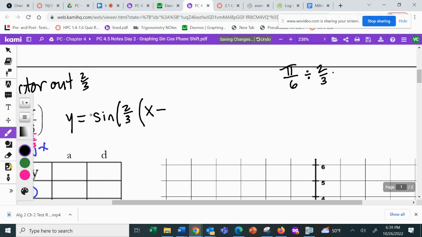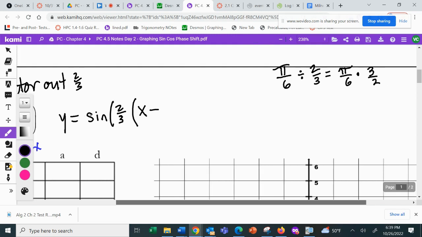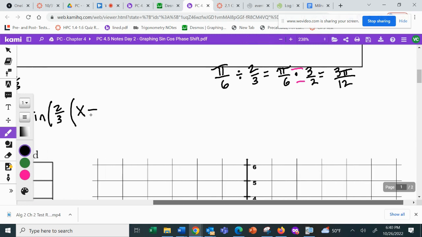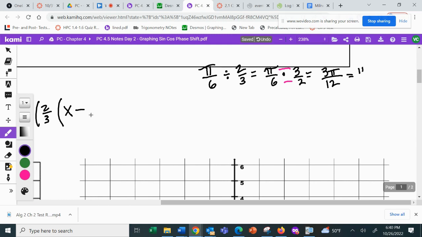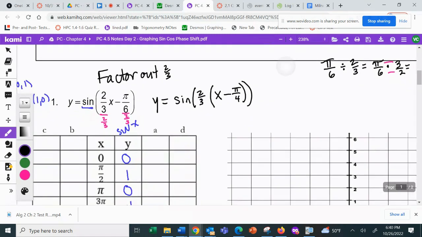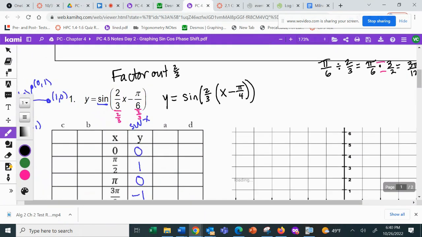You can't divide by fractions. Instead, pi over 6 multiply by the reciprocal. When we multiply by fractions, we go straight across. You do not need a common denominator. 3 pi over 12. We always reduce fractions if possible, pi over 4. So this is going to be pi over 4 right here. So that's the equation I'm going to use to find B and C.